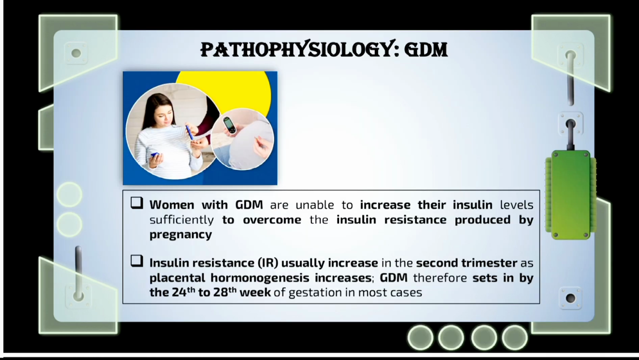Now discussing the pathophysiology of gestational diabetes mellitus in pregnancy, women with gestational diabetes mellitus are unable to increase their level of insulin sufficiently to overcome the insulin resistance which is produced during pregnancy. The insulin resistance usually increases in the second trimester of pregnancy due to placental hormonogenesis. That's why gestational diabetes mellitus is usually common between the 24th to 28th week of gestation.